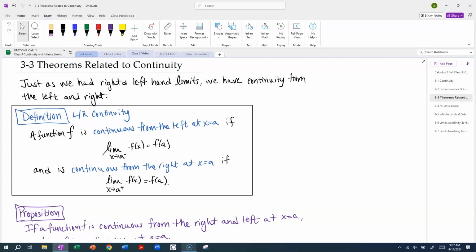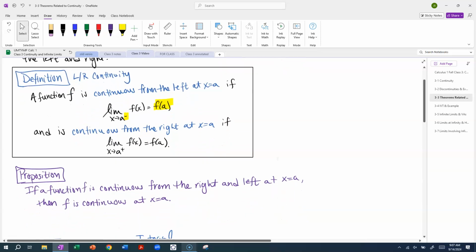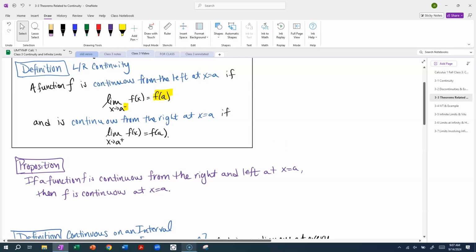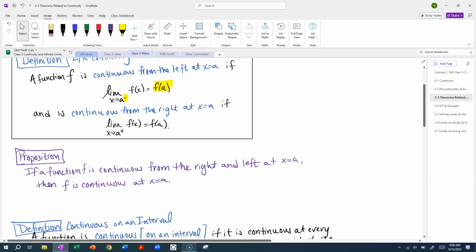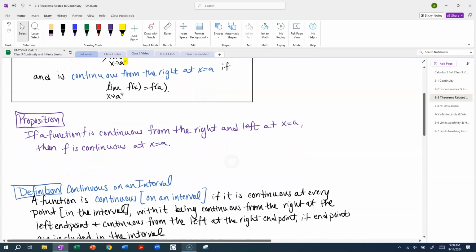And so if it's continuous from the left, that just means that the left-hand limit is equal to the function value at a, and similarly for the right, okay? And then, not surprisingly, if a function is continuous from the left and right at a, then it's continuous at a. That's kind of like, well, duh, right, limits and all that stuff. But nevertheless, it can be said.